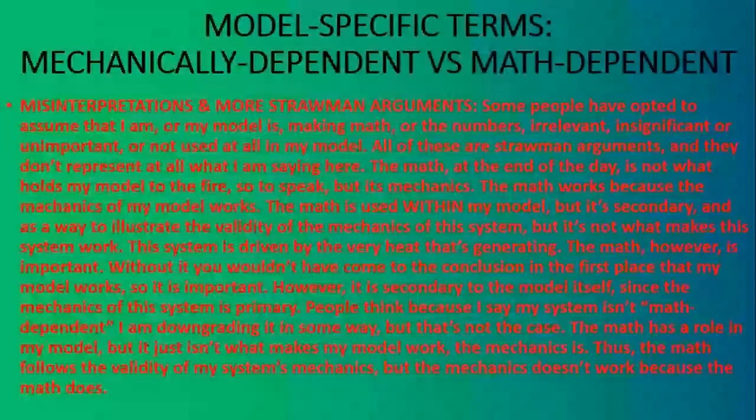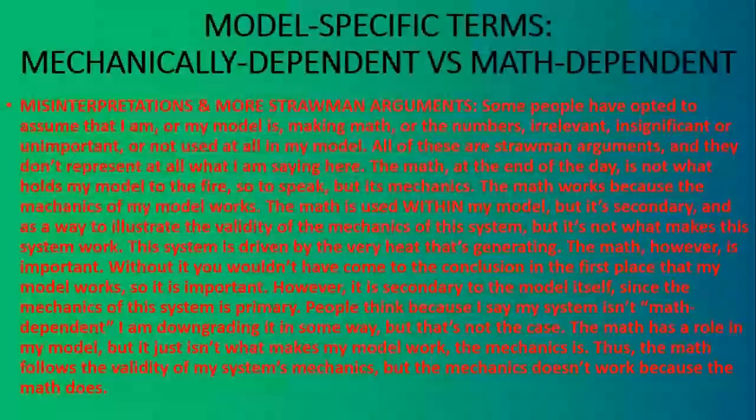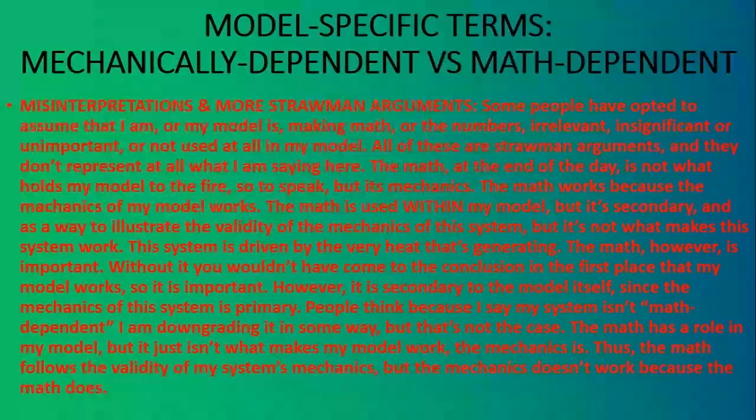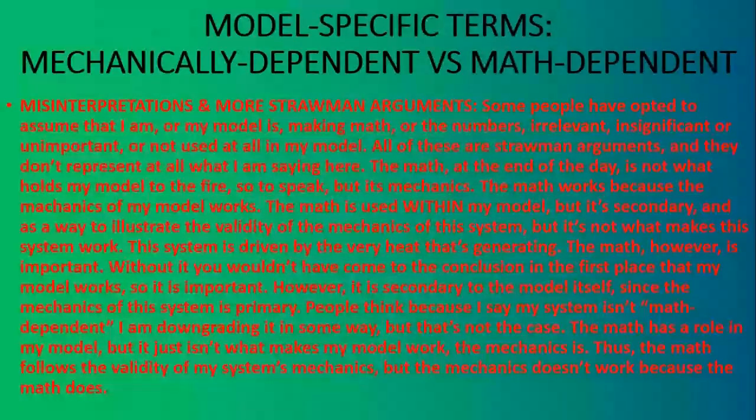People think that because I say my system isn't math dependent, I am downgrading the value of math, but that's not the case. The math has a role in my model, but it just isn't what makes my model work. The mechanics is. Thus, the math follows the validity of my system's mechanics, but the system mechanics doesn't work because the math does.